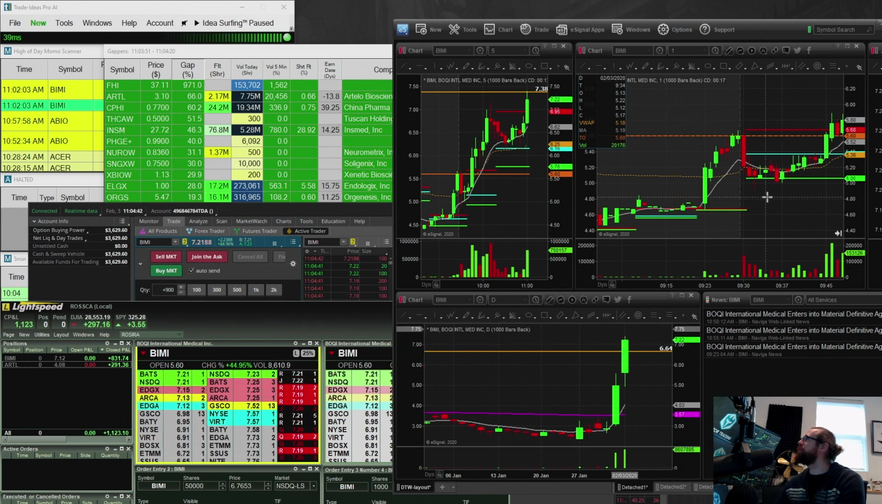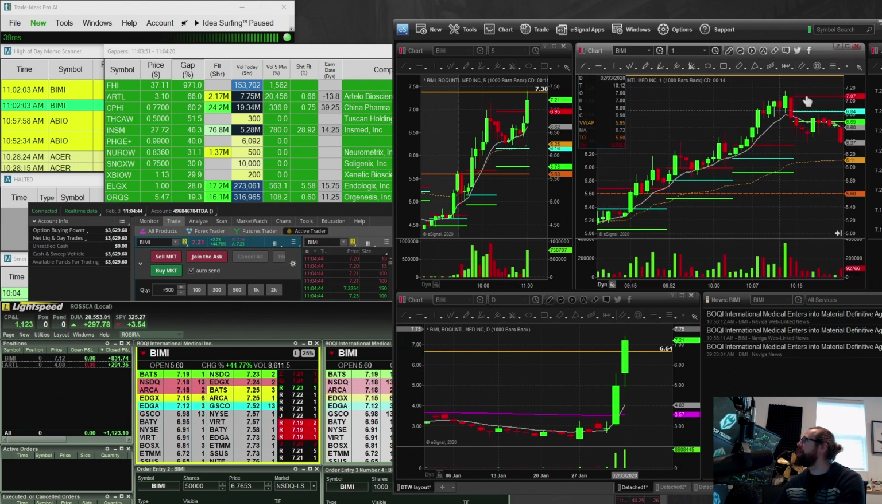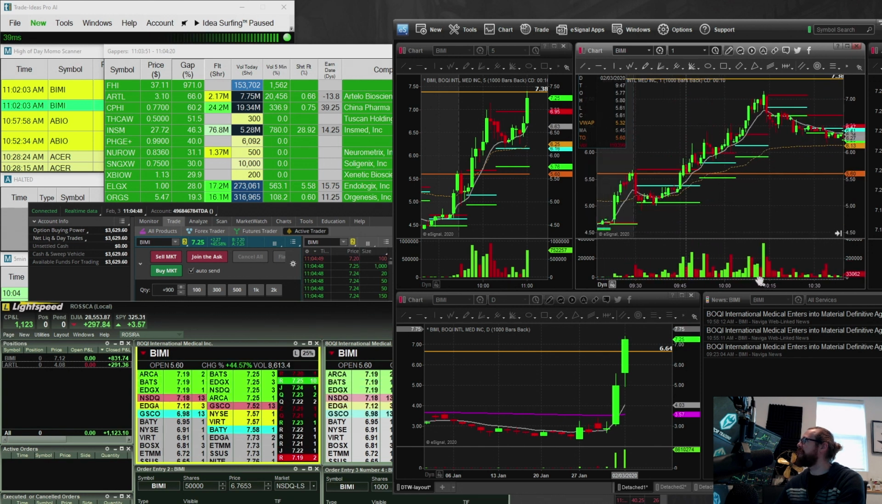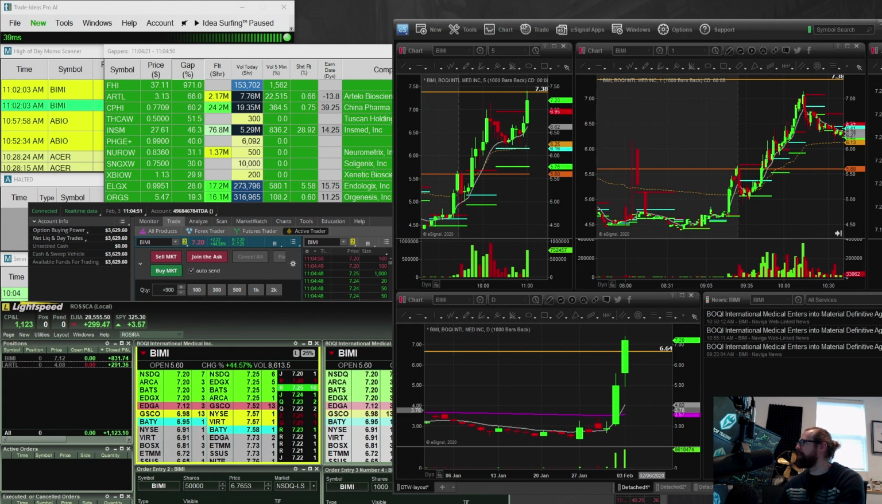So let's see. So we've got the high here up to 715. Then we have a little bit of pullback consolidation, and I ended up obviously not trading this move here.